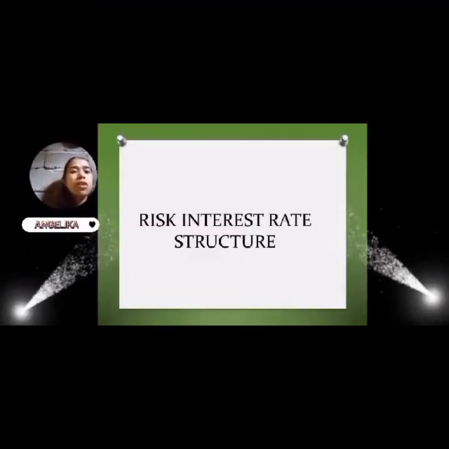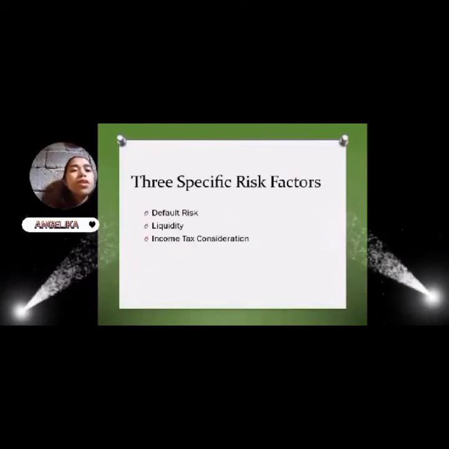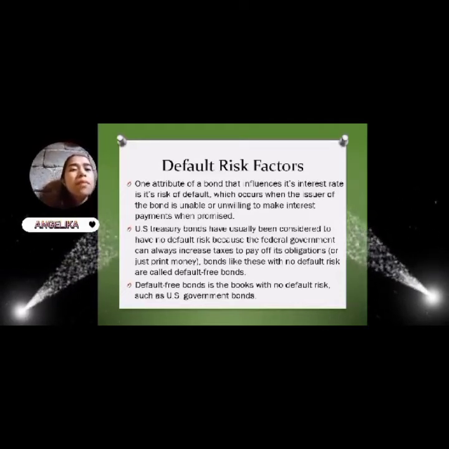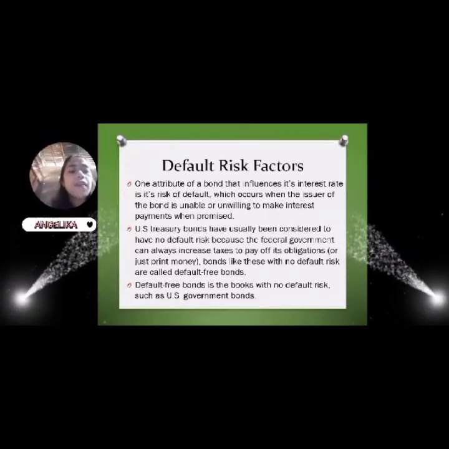Risk structure of interest rates. There are three specific risk factors. First is default risk, second is liquidity, and the third is income tax consideration. Default risk factors: one attribute of a bond that influences its interest rate is its risk of default, which occurs when the issuer of the bond is unable or unwilling to make interest payments when promised. Unable or unwilling means that they are not ready to make the payments that they promised. There is a failure in fulfilling the obligations in the payments.